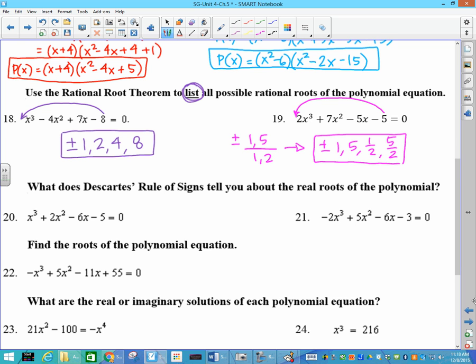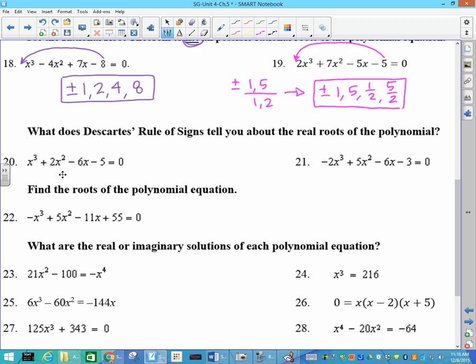Okay, what does Descartes' rule of signs tell you about the real roots of your polynomial? So we look at the sign changes. This is positive to positive, not a sign change. Positive to negative is one sign change, and negative to negative is not a sign change. So that means that I have one positive real root.